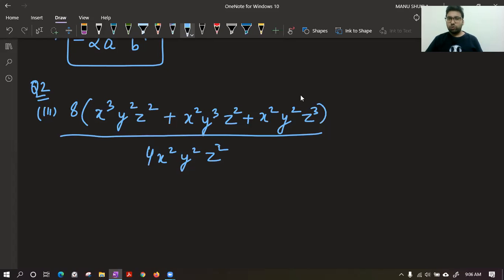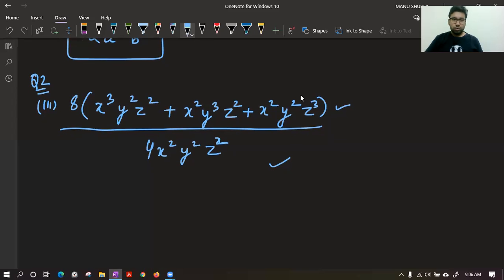Simple question. If you want, you can solve the numerator separately and then divide. And if you are comfortable writing them together again and again, that is also your choice. But make sure you follow one of the two methods. Either you write them separately and simplify separately and then divide, or you keep them together in each step and then solve. So let's do it like that.